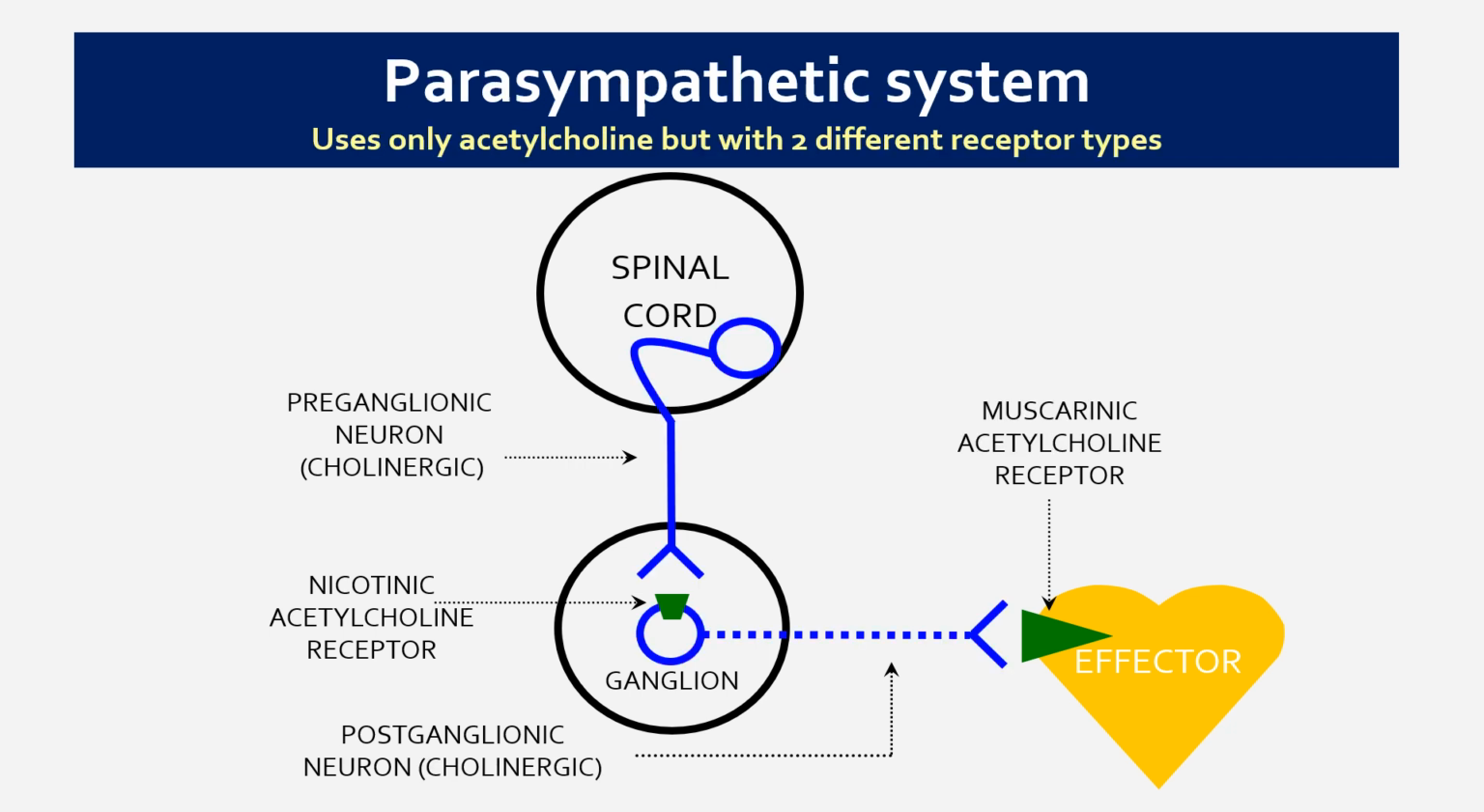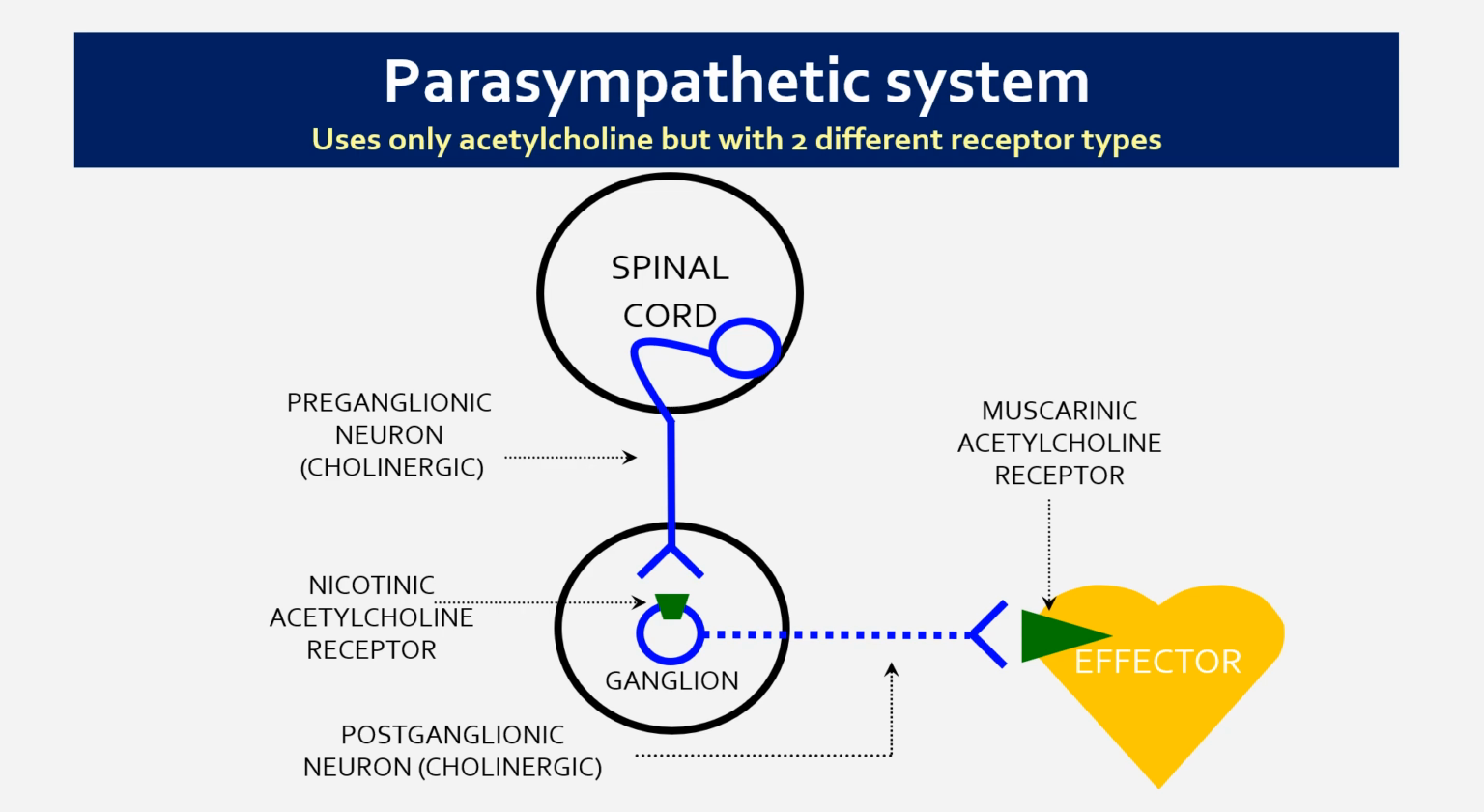The parasympathetic system is a little bit more straightforward. Both the preganglionic and the postganglionic neurons release acetylcholine, but onto 2 different receptor types. You've still got the nicotinic acetylcholine receptors on the postganglionic neurons of the parasympathetic system. And then on the effector organs, we have the muscarinic acetylcholine receptors.